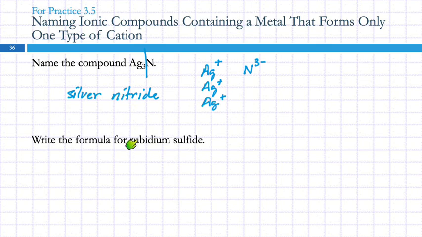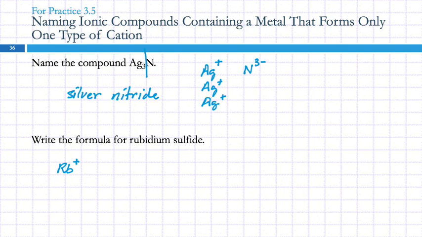Write the formula for rubidium sulfide. Now, what's the symbol for rubidium? It's Rb. Ru would be a good guess, but not. Okay, what's the charge on rubidium? Find it on the table. +1. It's over in group 1A. Okay?